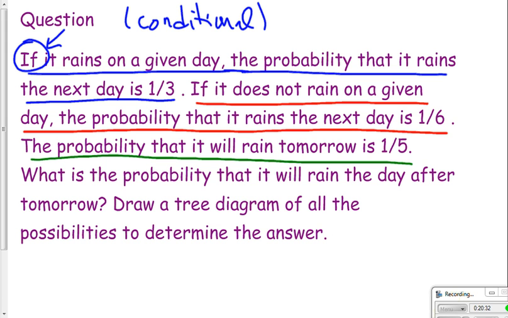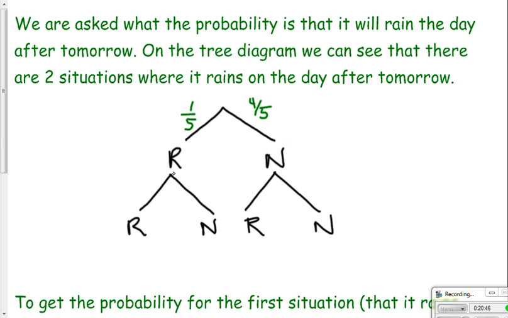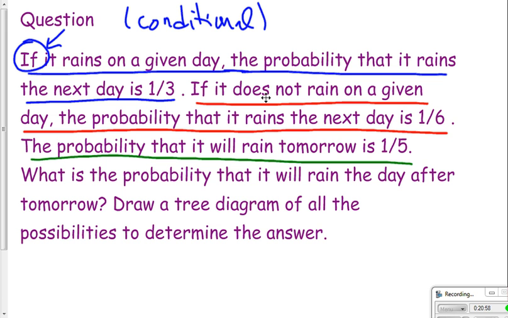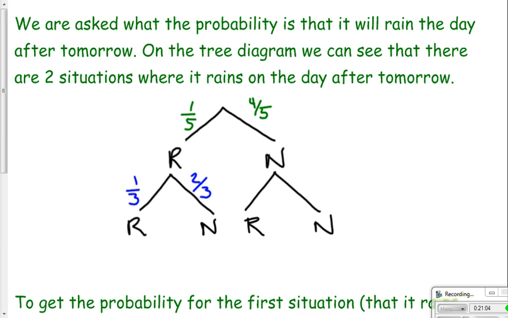Now we have to refer back to the question, and it said, if it rains on a given day, the probability of rain the next day is 1 out of 3. That's the sentence in blue. So if it rains, rain the next day is 1/3. So here is where it rained. So rain the next day would be 1 out of 3, which means that not raining would be 2 out of 3. It also said if it doesn't rain on a given day, the probability that it rains the next day is 1 out of 6. So if it doesn't rain, then the probability that it does rain the next day is 1 out of 6, which means not raining would be 5 out of 6.